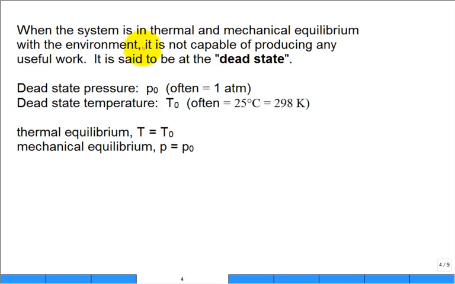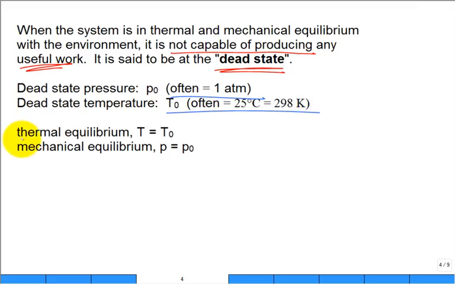So when the system is in thermal and mechanical equilibrium with the environment, it's not capable of producing any more useful work. It's said to be at the dead state. What is our typical dead state pressure? The pressure of the air in this room. What is our typical dead state temperature? Well, kind of the average surface temperature throughout the world, throughout the year, around 25 degrees C, 298 Kelvin. That's your dead state temperature and pressure.